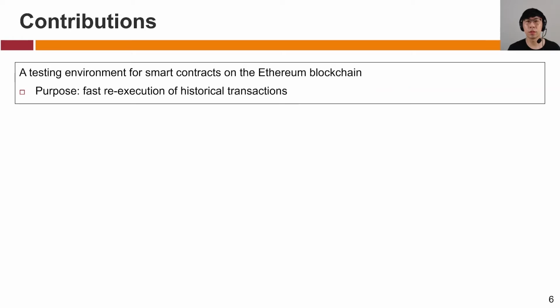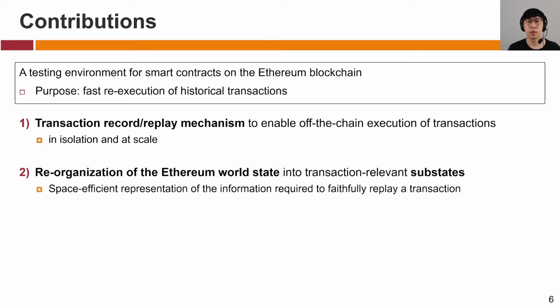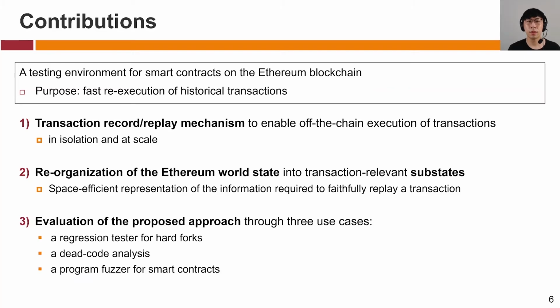Our contribution is a new testing environment for smart contracts on the Ethereum blockchain for fast re-execution of historical transactions. First, we designed a record replay mechanism to enable transaction execution off the chain in isolation and at scale. Second, we reorganized the Ethereum world state into transaction-relevant substates, which contain minimum information required to faithfully replay a transaction. Third, we evaluated the proposed approach with 3 use cases: a regression tester for hard forks, a dead code analysis, and a program fuzzer for smart contracts.